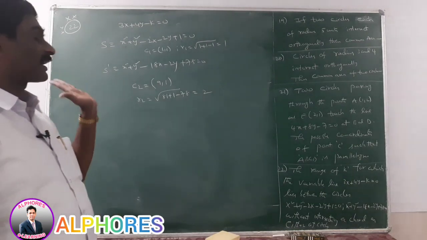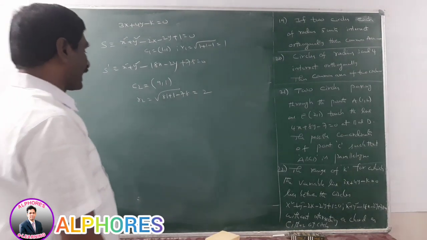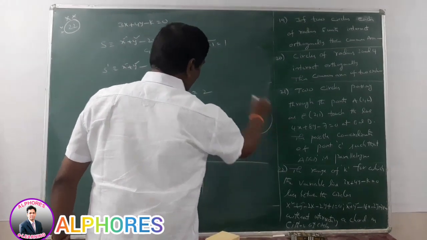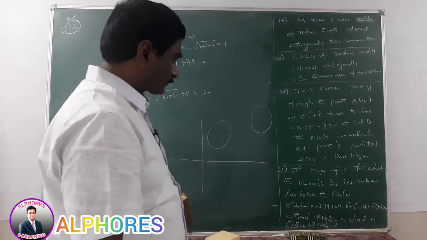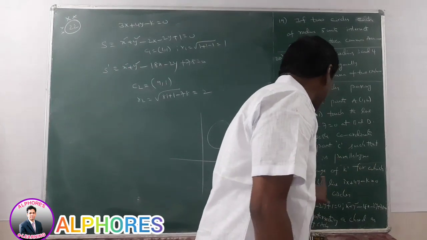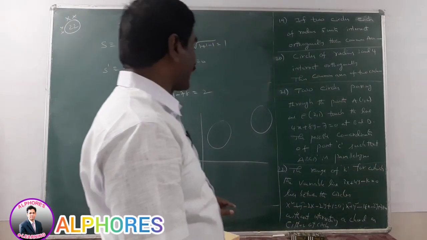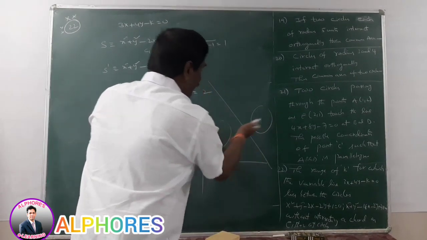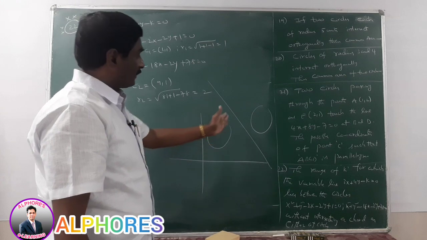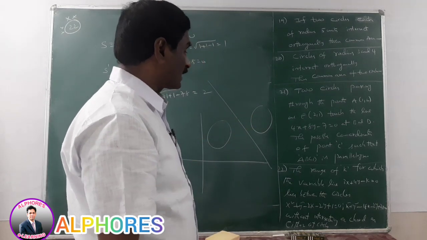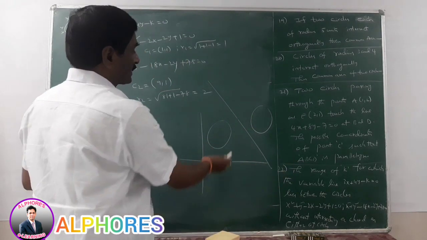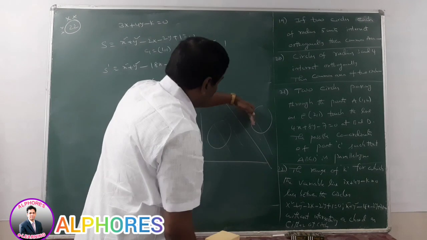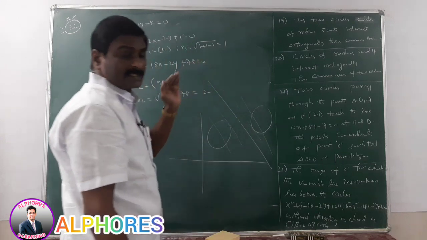First we find the center and radius of the given circles. Please observe this diagram. Suppose this is x axis and y axis. This is one of the circles, this is another circle. The range of k for which the variable line 3x plus 4y minus k is equal to 0 lies between the circles. That means the line lies in between these two circles without intersecting a chord. That means it just touches but not intersecting. The line moves in between these two circles.